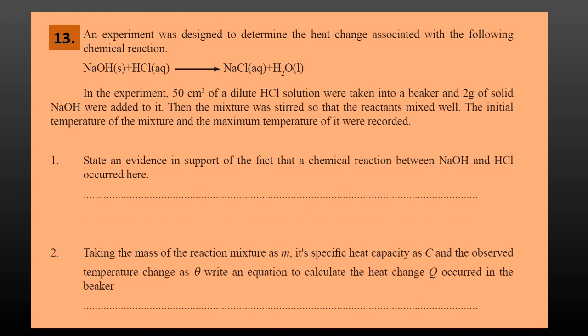Part 1. State an evidence in support of the fact that a chemical reaction between NaOH and HCl occurred here. Beaker getting heated. Rise of temperature in the reactive mixture. Part 2. Taking the mass of the reaction mixture as m, its specific heat capacity as c, and the observed temperature change as theta, write an equation to calculate the heat change Q occurred in the beaker. That is Q equals mc theta.